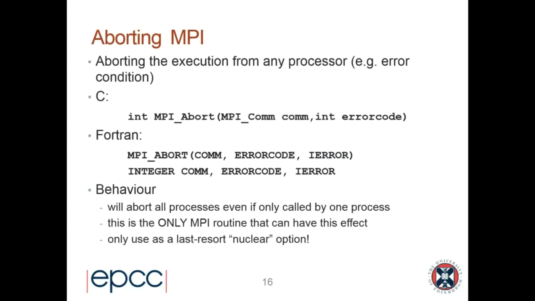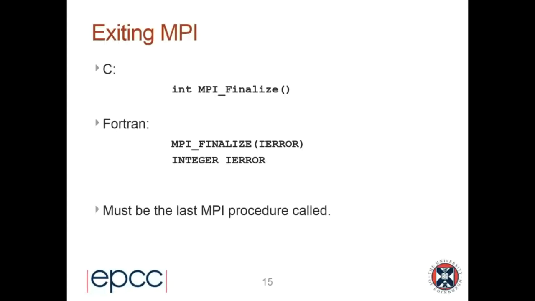You can abort MPI. Again, I put this slide in because people often ask this, but MPI finalize is a clean exit. Basically, if one of the processes calls MPI finalize early, it will wait around until all the other processes arrive, and then it will exit cleanly. You can think of it as having a barrier in there.